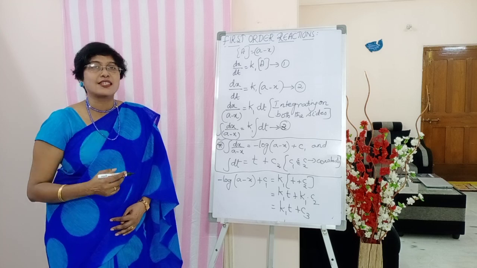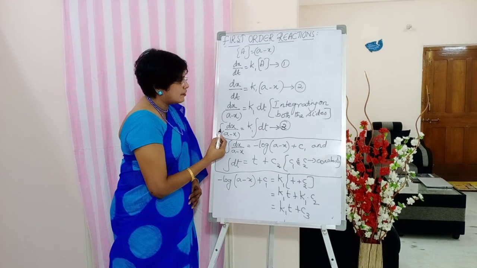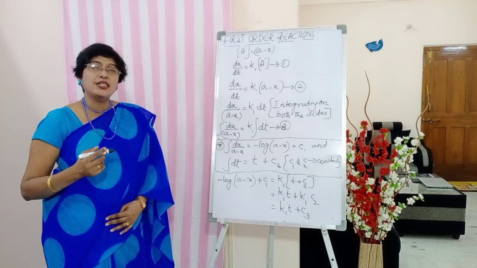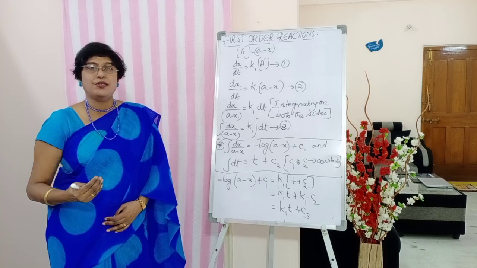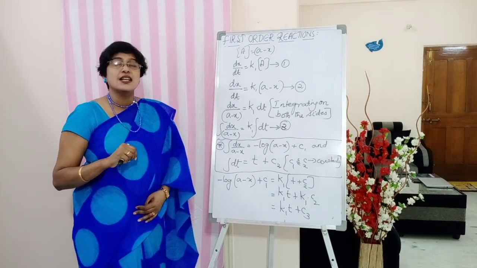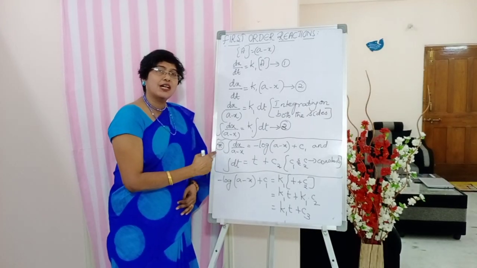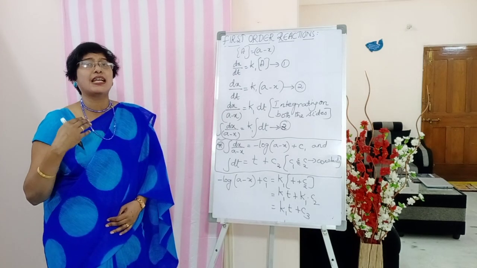We know that we are using the solution of this integral dx by A minus X. So, we don't derive it again separately. We directly take the solution of that and use it in our equation. That's why you have to remember wherever you are putting the star marks. We know that from mathematics.